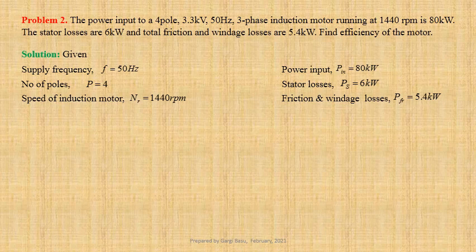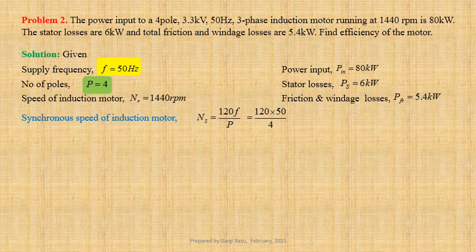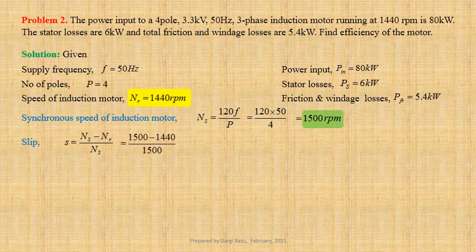Let us first calculate synchronous speed of this induction motor. Ns equals 120 F by P. Using values, we get 120 into 50 divided by 4. That gives us 1500 rpm. Slip S equals Ns minus Nr divided by Ns, that is equal to 1500 minus 1440 divided by 1500. That gives us 0.04 or 4%.